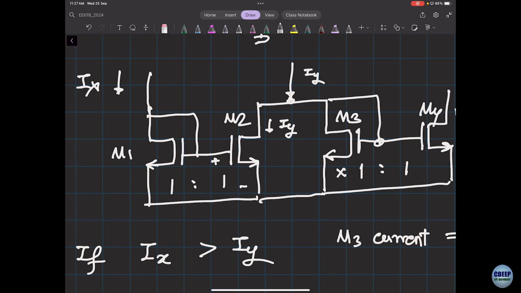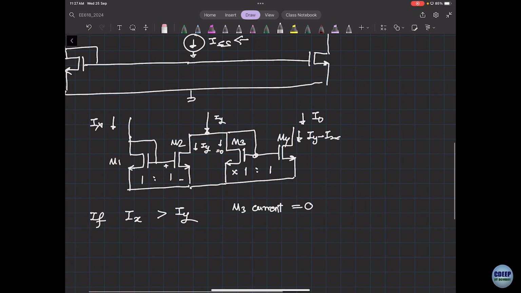And the drain voltage will drop almost close to VDSAT. Okay. Till the point that the entire IY is diverted into M2, and this current will be equal to zero. And then, if we plot this transfer function, it's going to look like this. Something like this. Are you with me on this? Okay. The transfer function will be, so this is I out, and this is IY minus IX.